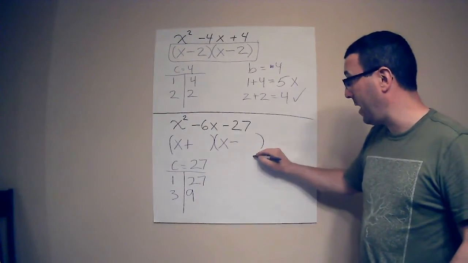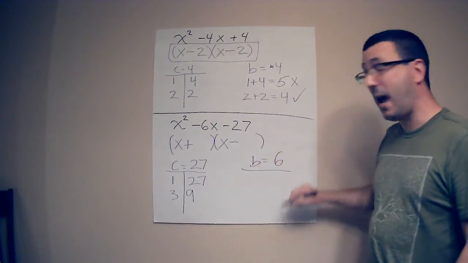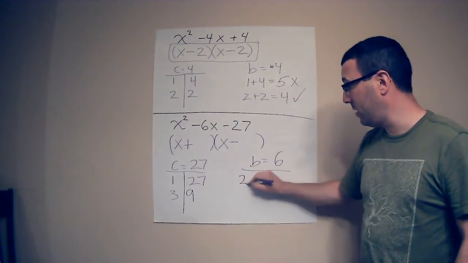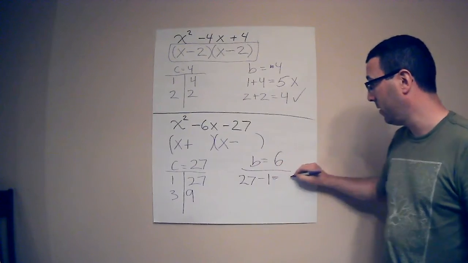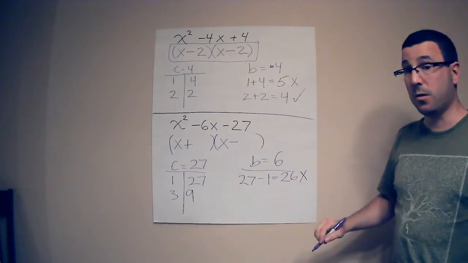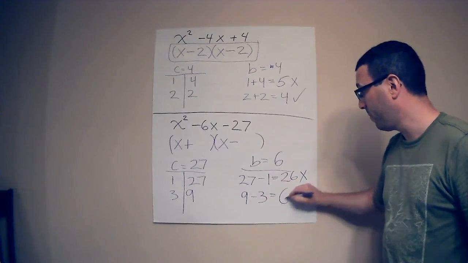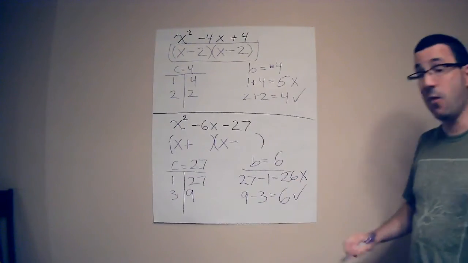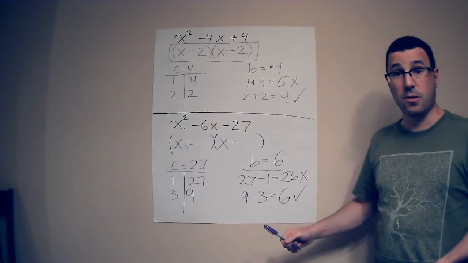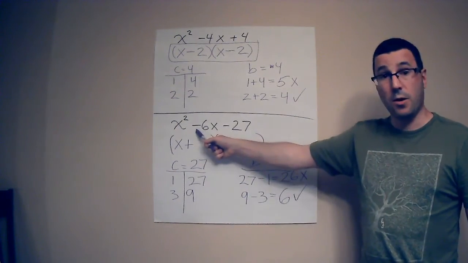So what I need for B is a 6. So when I subtract, I need to get 6. So I'm going to start off: 27 minus 1 is 26. That doesn't work. 9 minus 3 is 6. That works. Okay, well, which one of these two factors is bigger, 9 or 3? 9's bigger, so 9 is going to be negative.